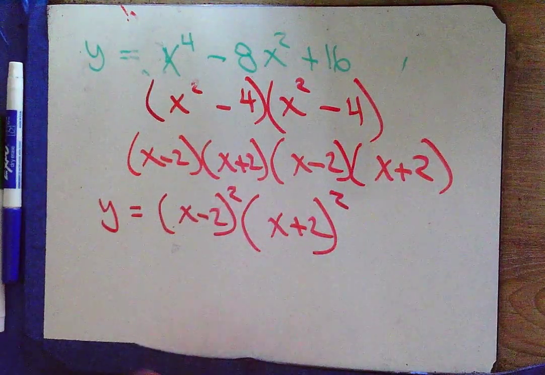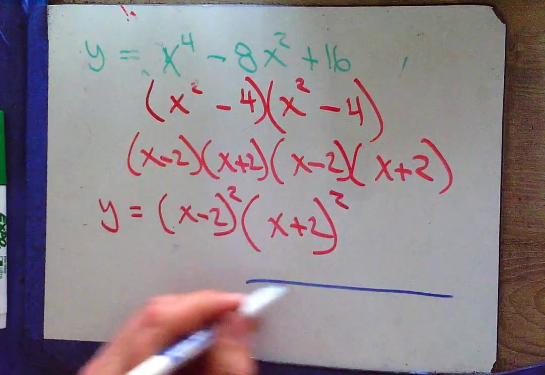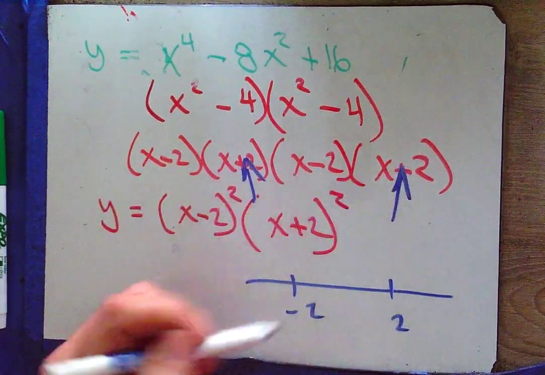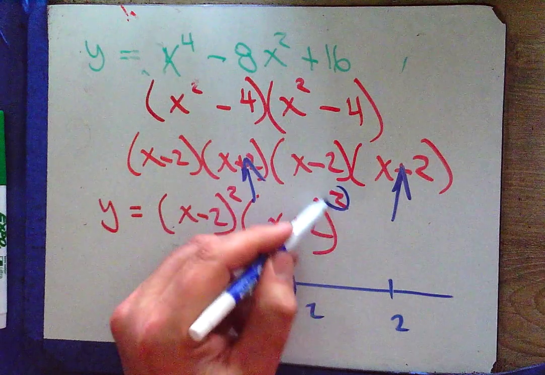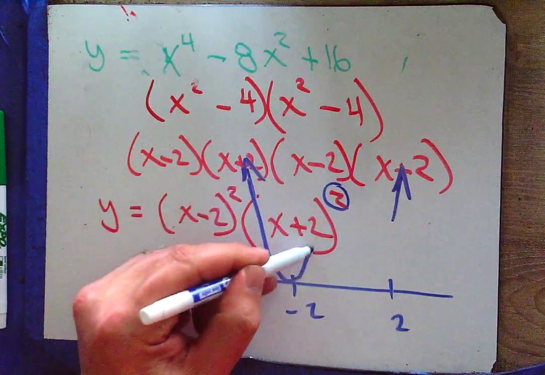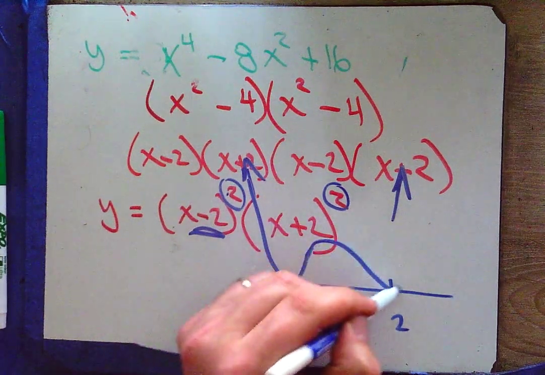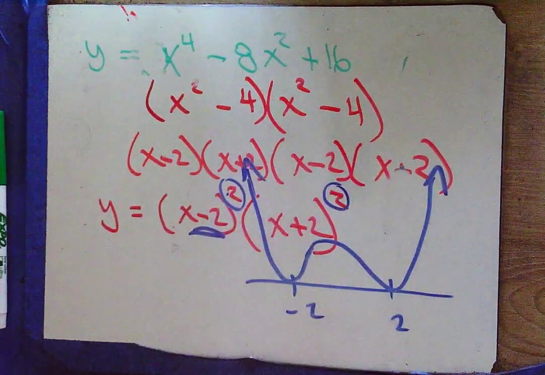So what's my graph going to look like? Well, negative 2, positive 2, this end is up, this end is up. And what am I supposed to do at negative 2? I'm supposed to bounce. And what am I supposed to do at positive 2? I'm supposed to bounce. And there's my graph.